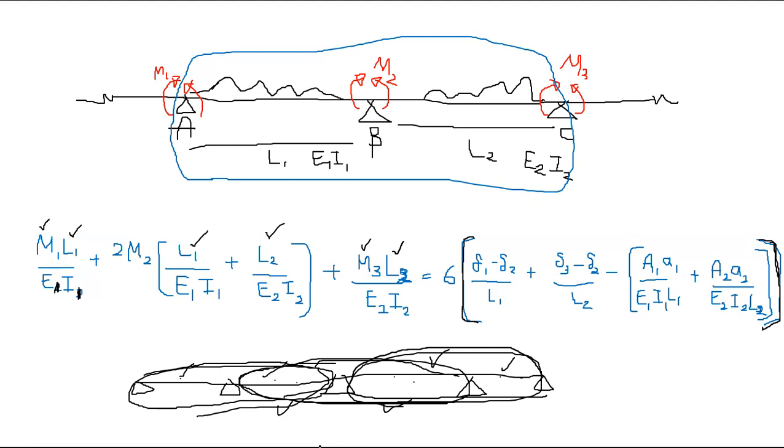Okay, so A1 is the area of the simply supported bending moment diagram, right? And this is the distance to the centroid from one end. We can discuss within an example, right? So this is the area of the simply supported bending moment diagram times the distance to its centroid, over E1 I1 L1, right? So we shall discuss this in an example.